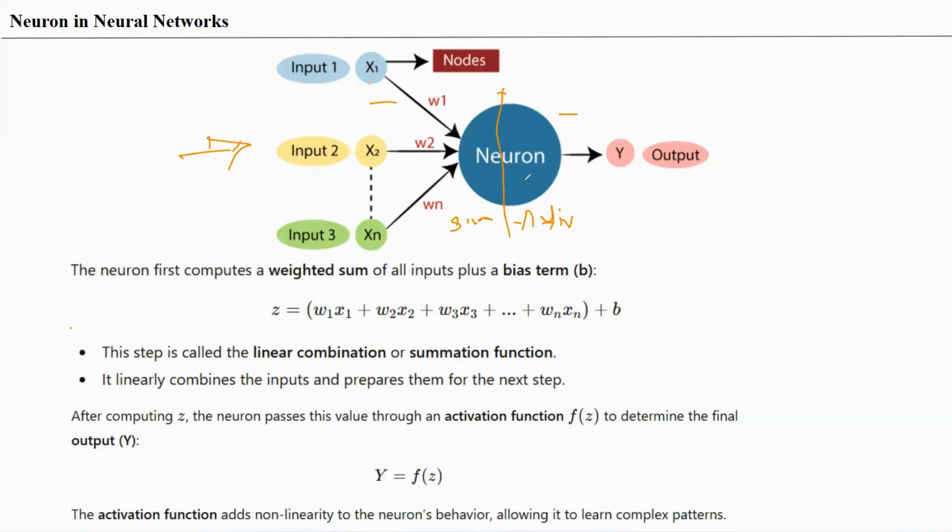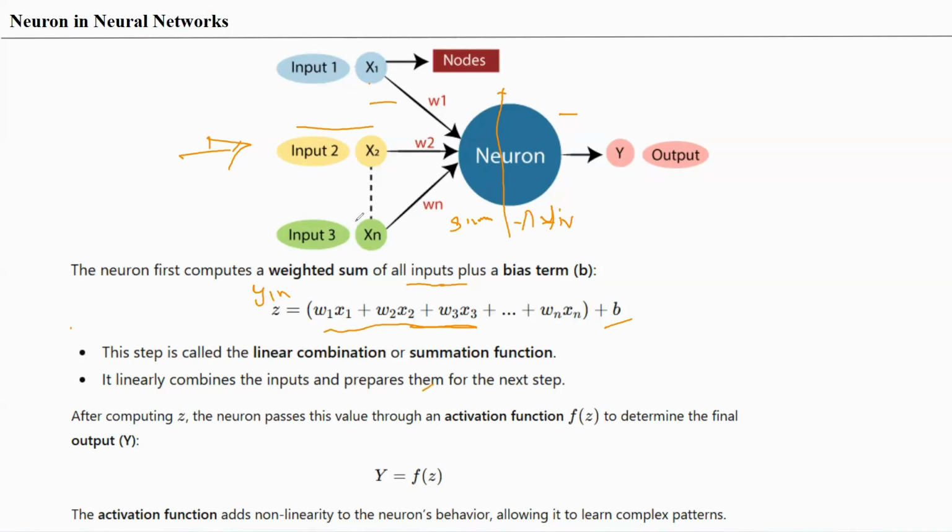The activation function is applied to the neuron at the end, after the summation is done. The neuron computes a weighted sum of all inputs plus a bias term. We can denote it using Z or Y in. We take the summation along with the bias term. Here we take only W1 x1 plus W2 x2 plus W3 x3, as there are three neurons at the input layer. This step is called the linear combination or summation function. It linearly combines the inputs and prepares them for the next step.